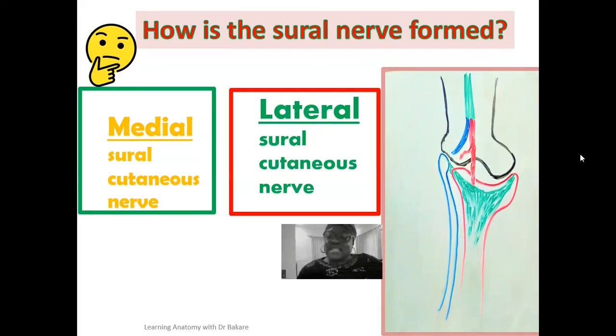Let's try and use this image here by the side in explaining the basis behind the formation of the sural nerve. So this is the posterior region of the lower limb, and this is the medial side, and this other hand here is the lateral side. It is good for us to put this image in an anatomical position so that it will be easy for us to understand. So this is the posterior configuration of the lower limb as we've stated.